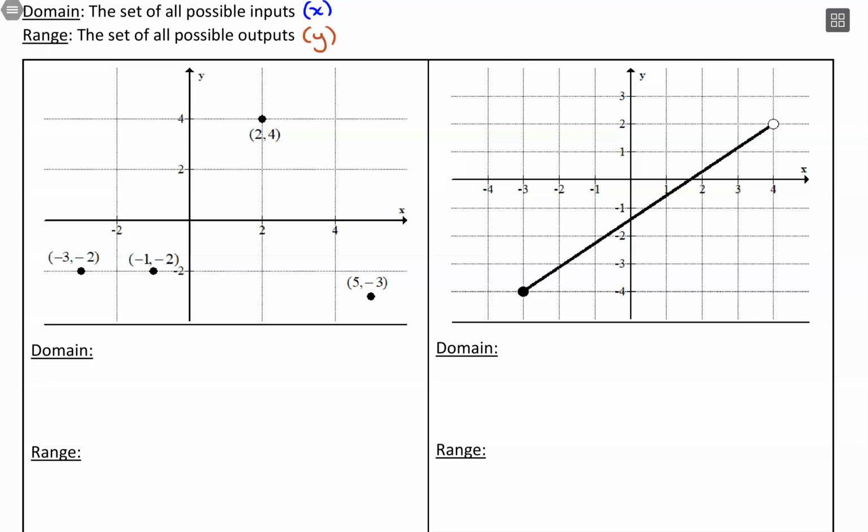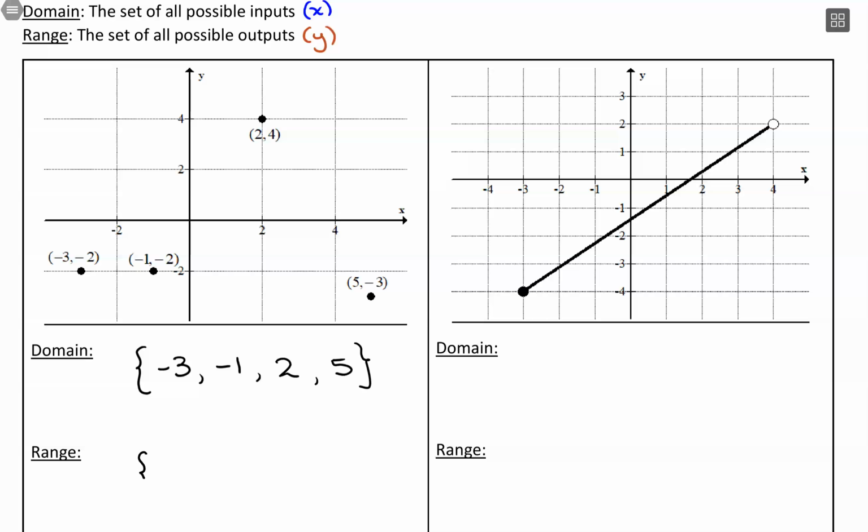So in this first example here, what you'll notice is that the graph is these separate points, so they're not connected at all. So what we're going to do is create a set of numbers. So domain will be a set of numbers, and we'll just write down the possible x values. So -3, -1, 2, and 5. So that would be our domain.